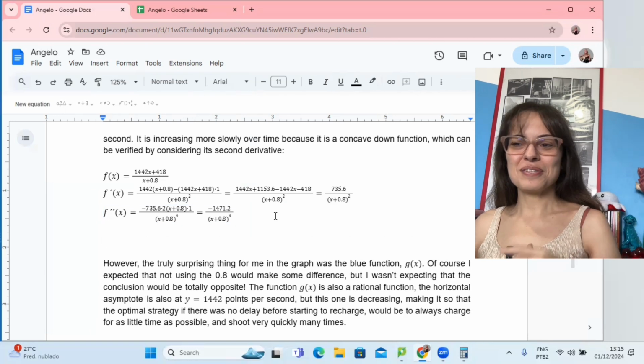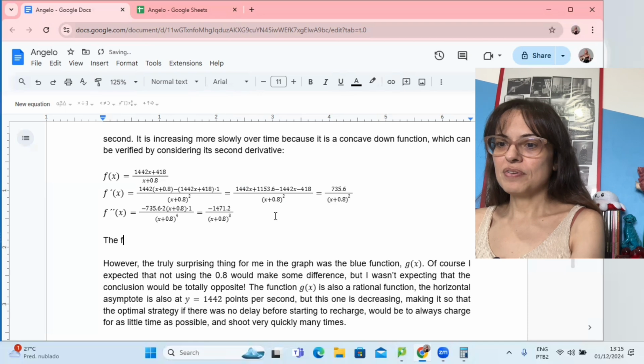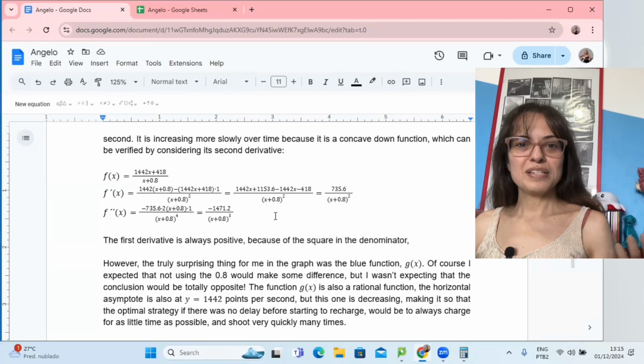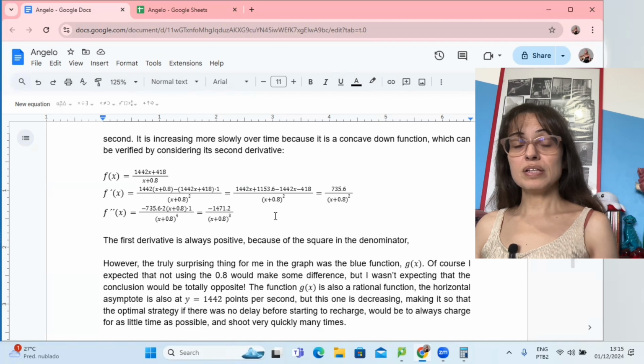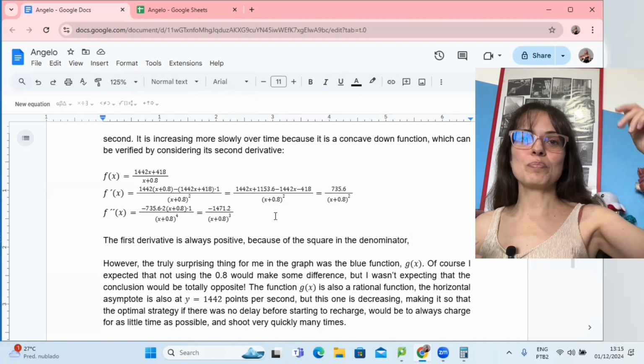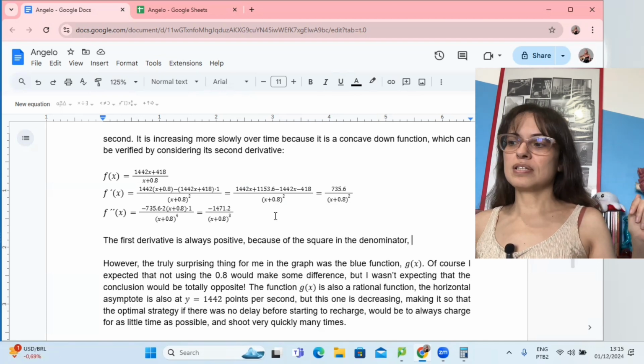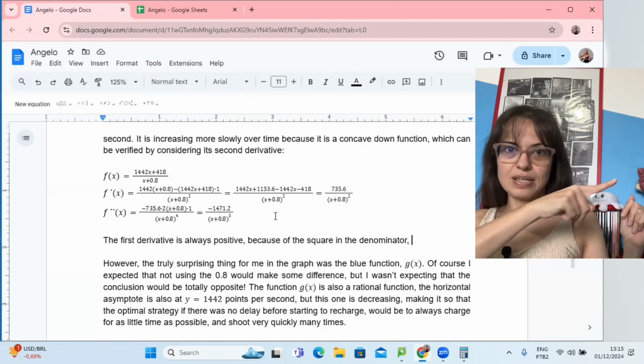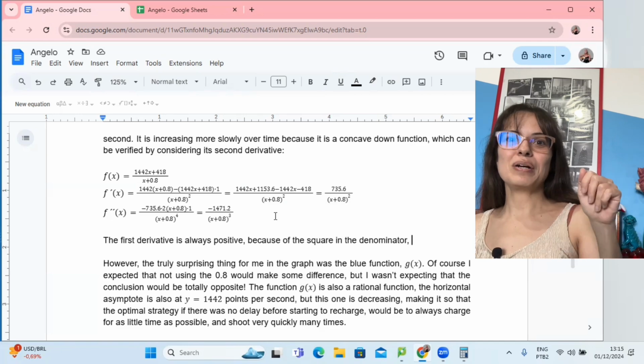These are results, so now I need to comment on them. The first derivative is always positive. So that's what makes it an increasing function. And by the way, this happens in every rational function. You always have the two sides, and they look very different because they're separated, but it's always either going down and then down again, or up and then up.